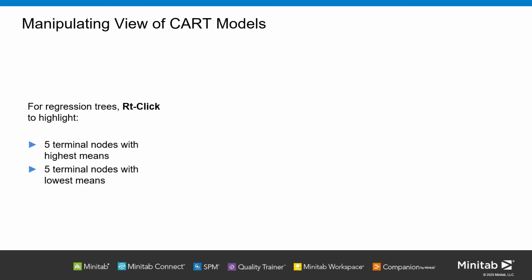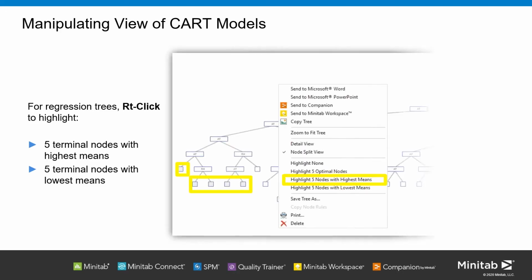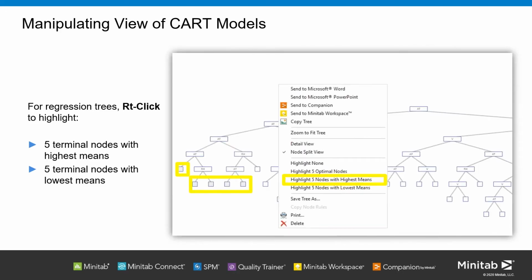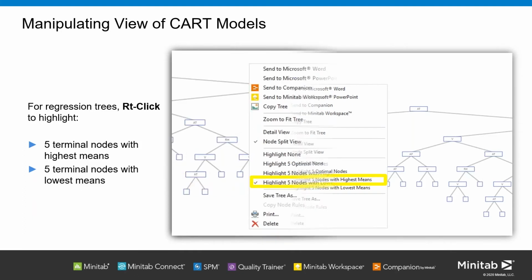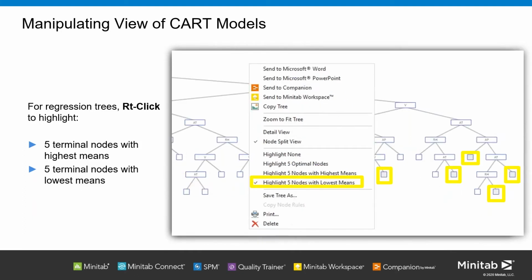And just a little bit more on manipulating the view of these CART models. Now this option is only for regression trees. Because when the response is continuous, again, that prediction in each terminal node is for the average response in that grouping. So here we can right-click on our tree and choose to highlight the 5 nodes with the highest means. So if we were interested in increasing or maximizing the value of our response given the input settings, this could quickly help us identify what set of rules to use to maximize or increase that response value. Similarly, we can click to highlight the 5 nodes with the lowest averages.